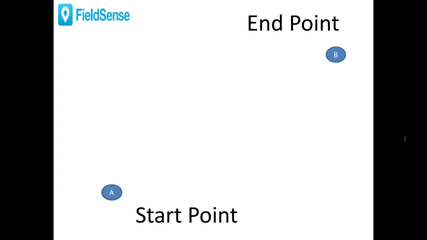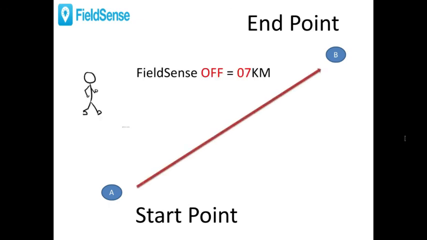If the mobile application is not running in the background processing, it will take the straight line between these two locations and will count the distance, which is 7 km. That is why it is very much important to run the FieldSense mobile application in background processing.